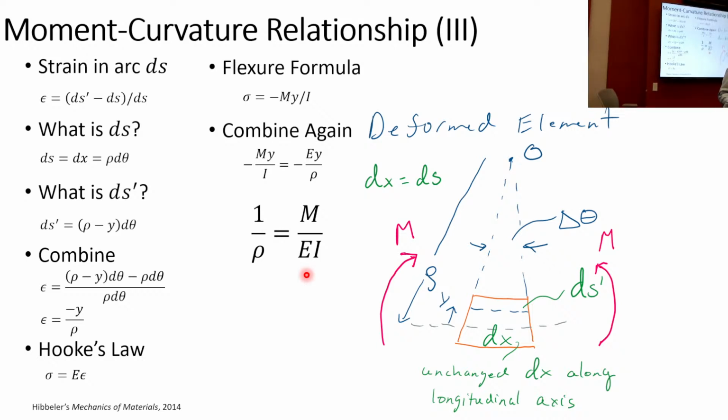We didn't know what rho was a second ago. Right? We said, hey, it's arbitrary. Some radius of curvature. We've now connected the radius of curvature to the moment and to the elastic modulus and the second moment of area.